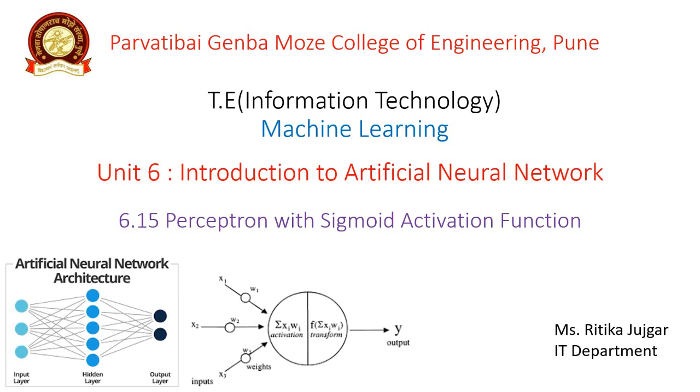So in the course of machine learning, we discuss Unit 6. Unit 6 is based on Introduction to the Artificial Neural Network, where we discuss what is meant by perceptron, how this perceptron works, and what training algorithms are used in the perceptron. In my previous video, we already covered this topic.